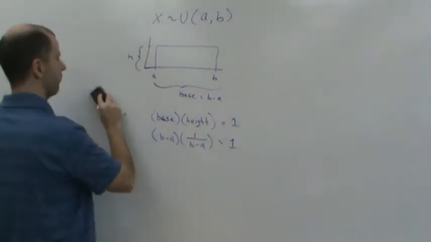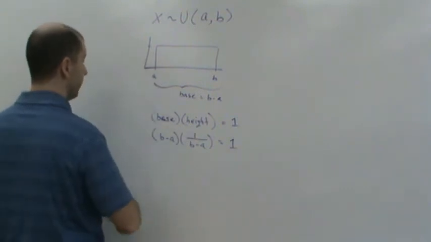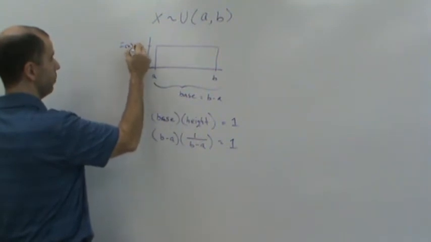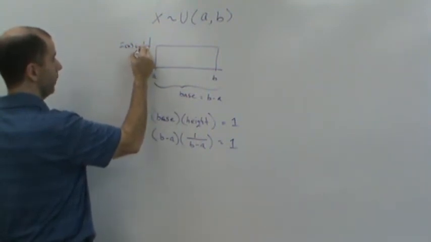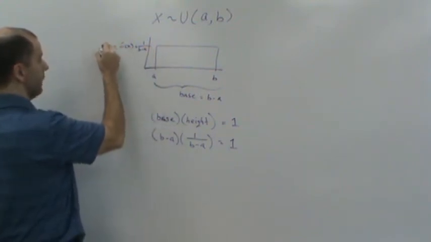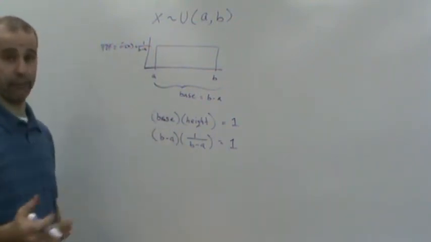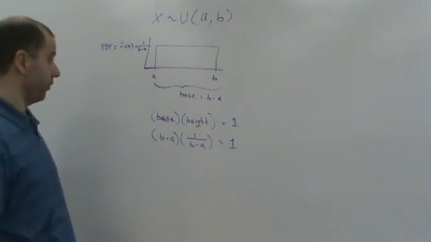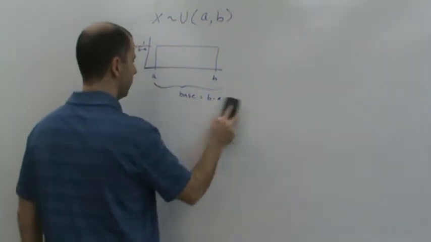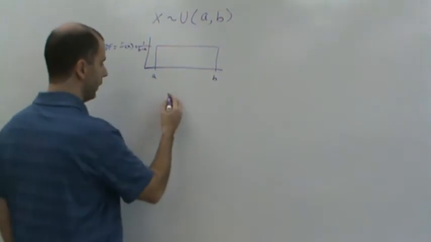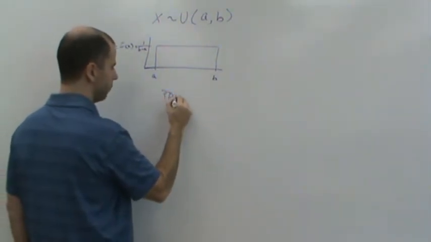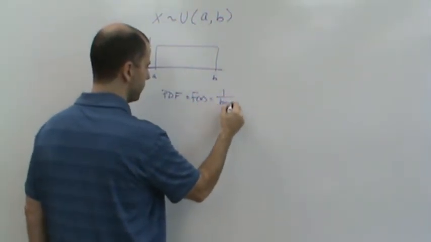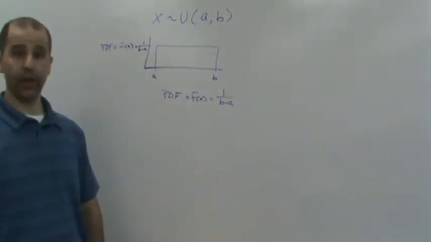Well, guess what? That means f of x has to equal 1 over b minus a. This is the PDF, the probability density function, right? So that's the first thing. That's what we just found out. So we know that the PDF, which is equal to f of x, is always going to be 1 over b minus a. Okay, good. So that's one thing.